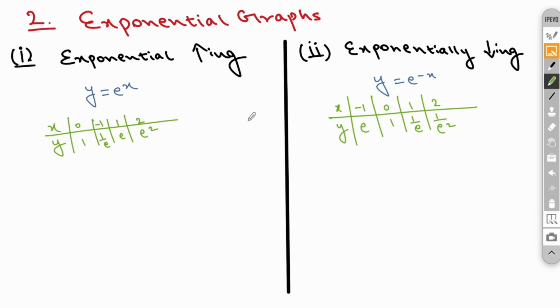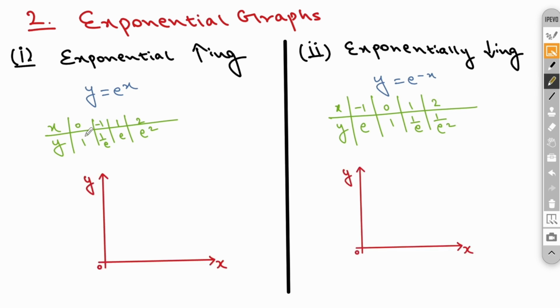So by looking at these points, we can simply draw a graph. Let us draw x and y axis over here. When x is 0, the value of y is 1. It will be somewhere here. When x is minus 1, y is equal to 1 by e. What is e? The value of e is 2.7 something. So 1 by e will be somewhere here.